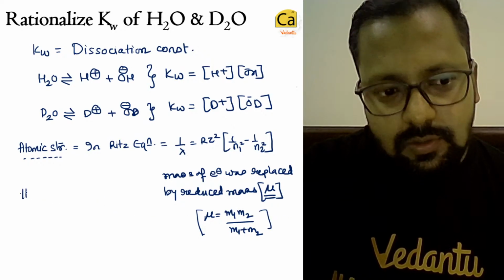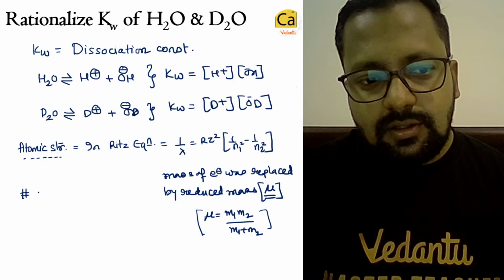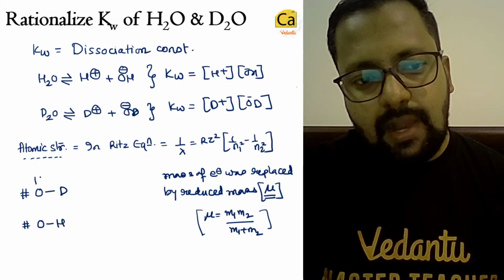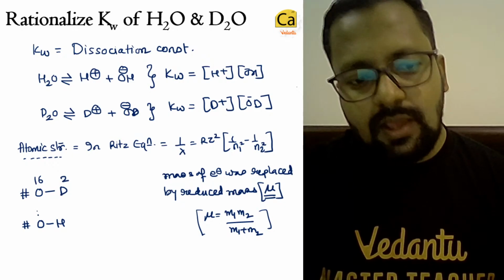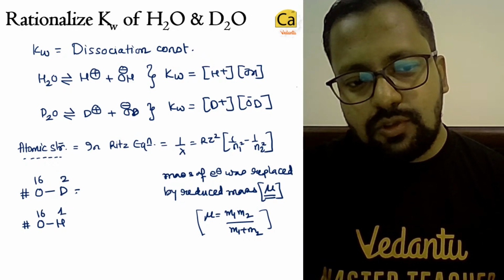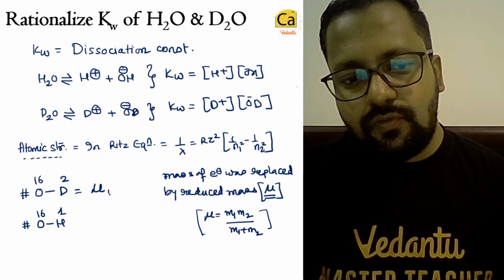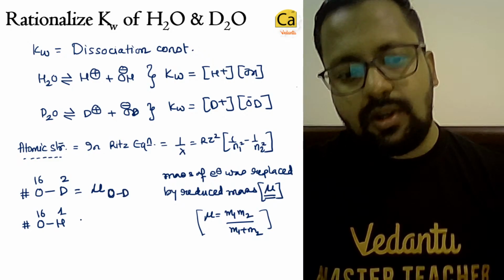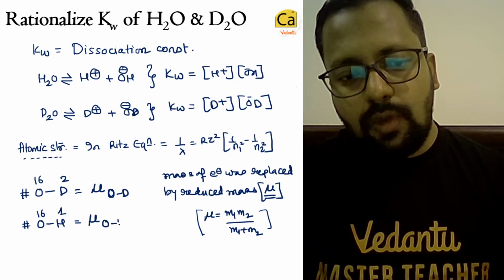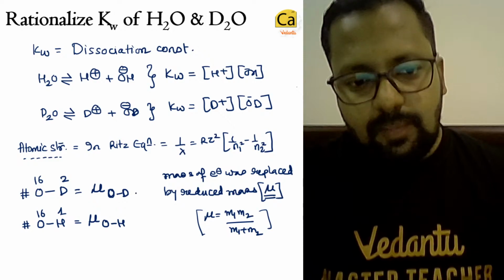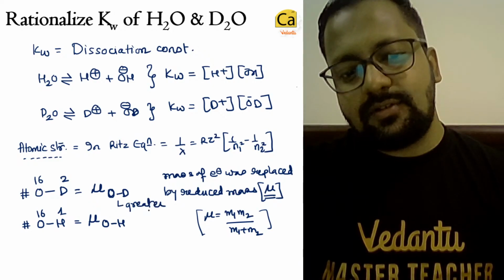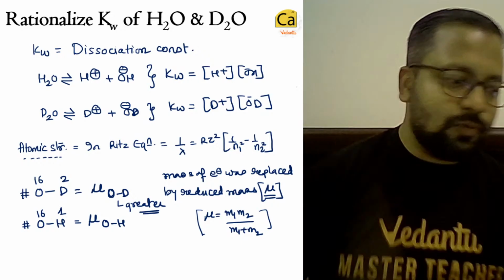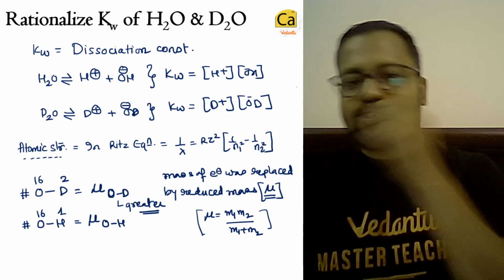So what I do is I take the OD bond and the OH bond. The mass is 16 and 2 for OD, and 16 and 1 for OH. If I calculate mu for the OD bond and mu for the OH bond, then mu for the OD bond will be greater, because the mass of oxygen is 16 and the mass of deuterium is 2.